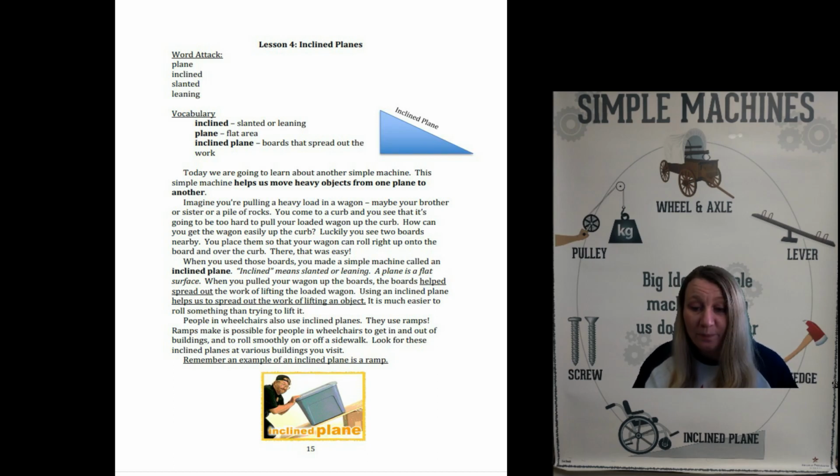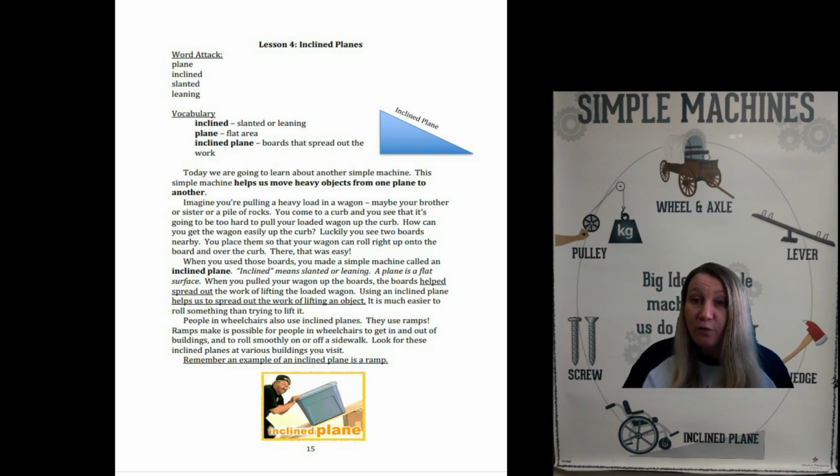Back to the top. Let's do the whole row. Plane, inclined, slanted, leaning. With me. Get ready. Plane, inclined, slanted, leaning. Now let's go from the top to the bottom and the bottom to the top. Plane, inclined, slanted, leaning, leaning, slanted, inclined, plane. Nice job on the word attack.